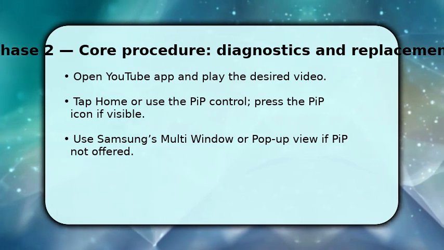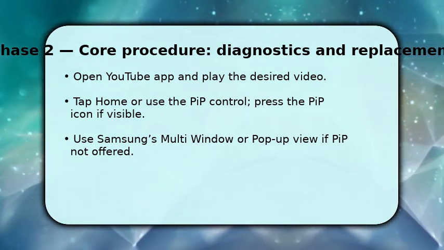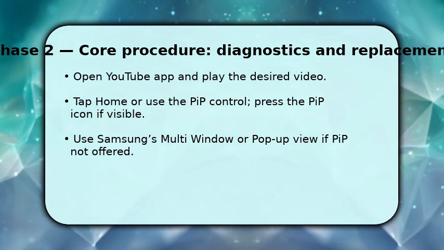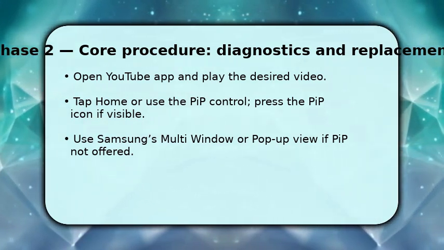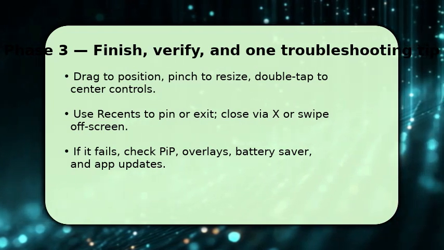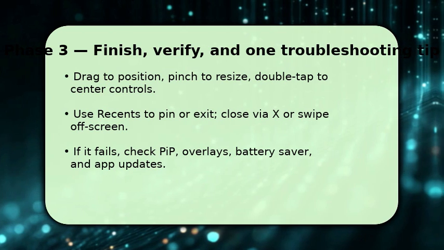Once the video floats, you can drag it, pinch to resize, or tap to reveal controls. Make sure sound and play/pause respond before proceeding. Finish by positioning and testing the pop-up. Drag it to any corner, pinch to resize, and tap to access playback controls.